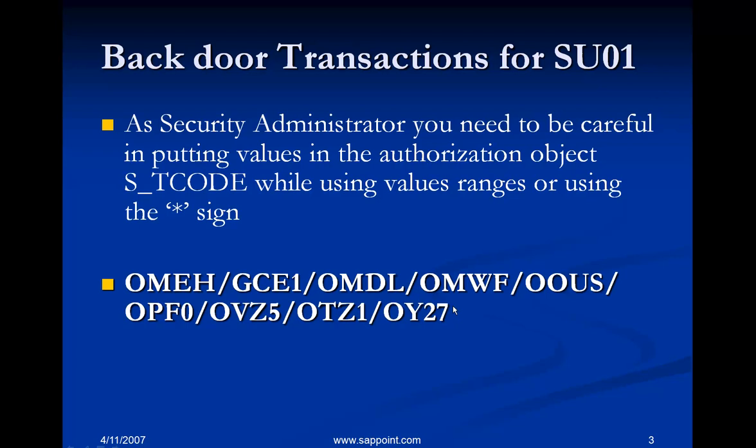Now, depending on what version you are on, you may find some more transaction codes which look like SU01. These transaction codes that you see are valid in ECC 5.0. There are some transaction codes which are not valid in ECC 5.0, but they're valid in, let's say, Enterprise 4.7. So there are more transaction codes in the lower versions which work like SU01.